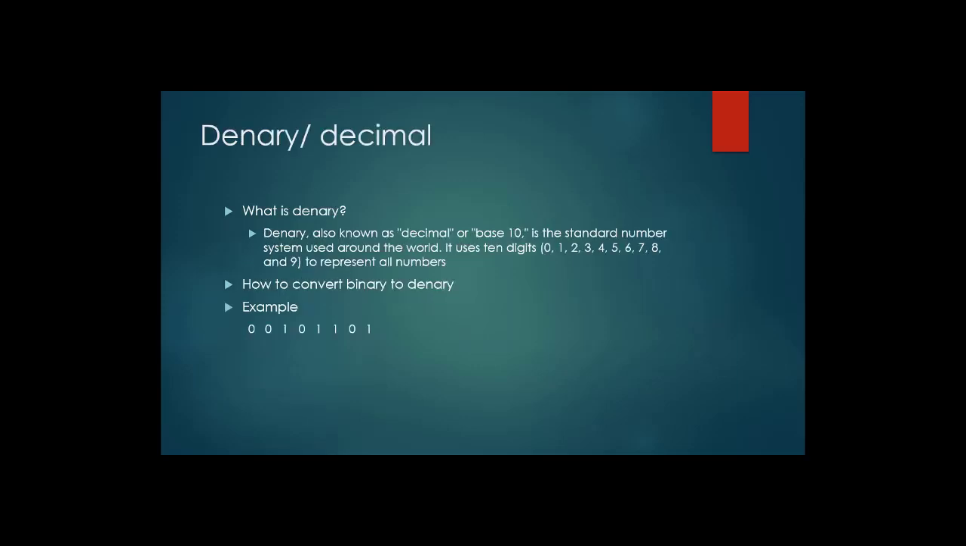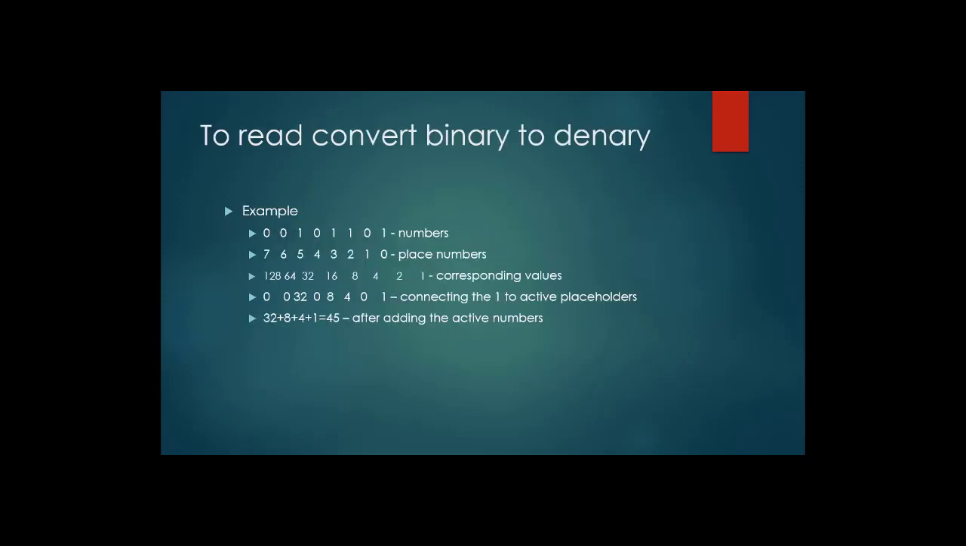Denary / decimal is more commonly referred to as decimal, as it's base 10, and it's the standard number system from 0 to 9, used to represent all numbers. To convert, you have your example here, and each binary bit has a placeholder. We start on the 0th placeholder and go to the 7th. And because it works in base 10, we write the values so that they correspond: 1, 2, 4, 8, 16, 32, 64, 128.